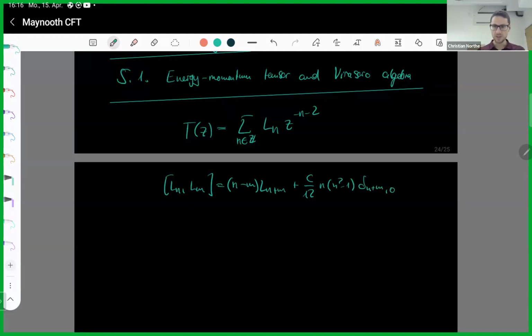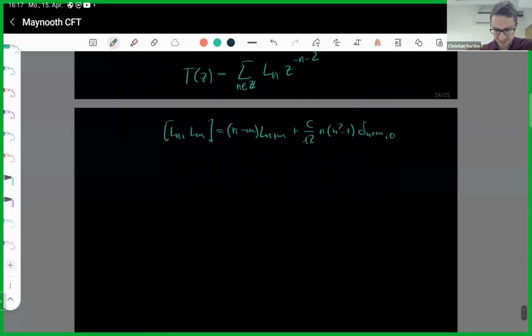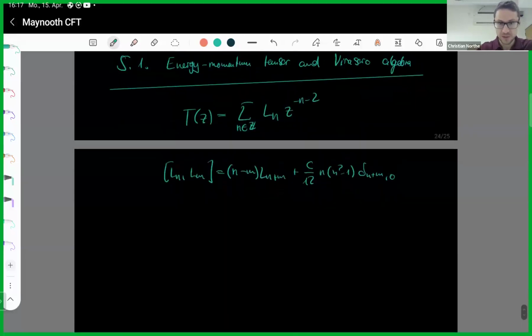So I'm just going to dump this on you right now, and keep moving, because in the remaining 15 minutes I want to talk about the structure of Hilbert space. And now I can.